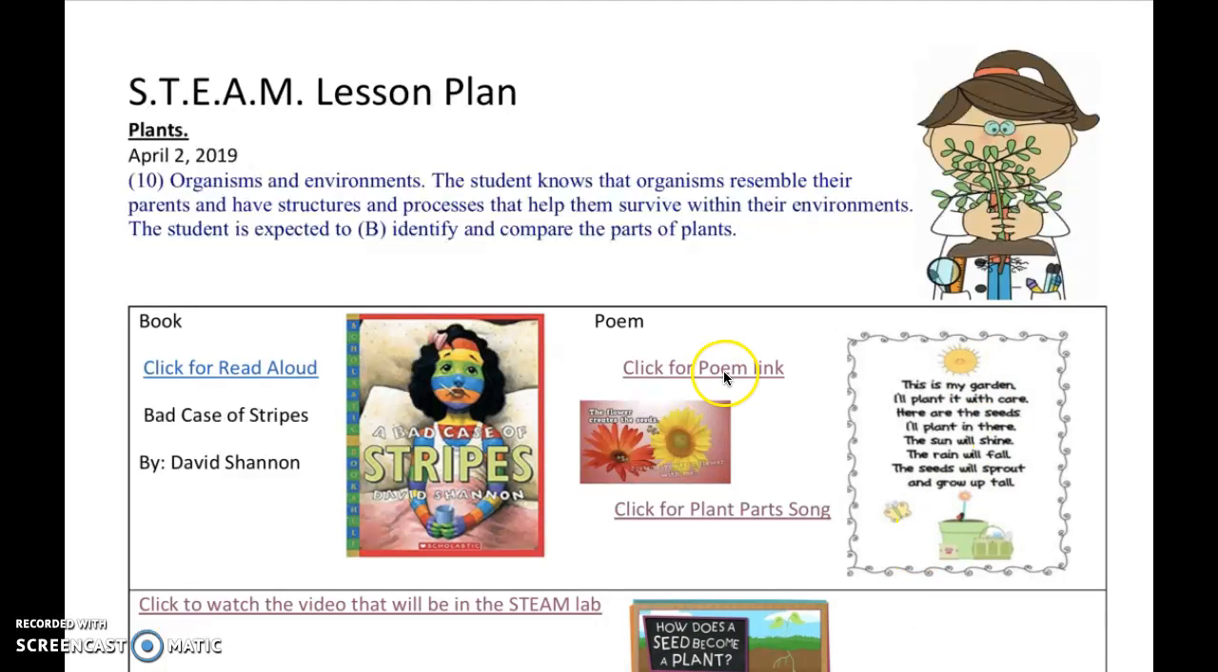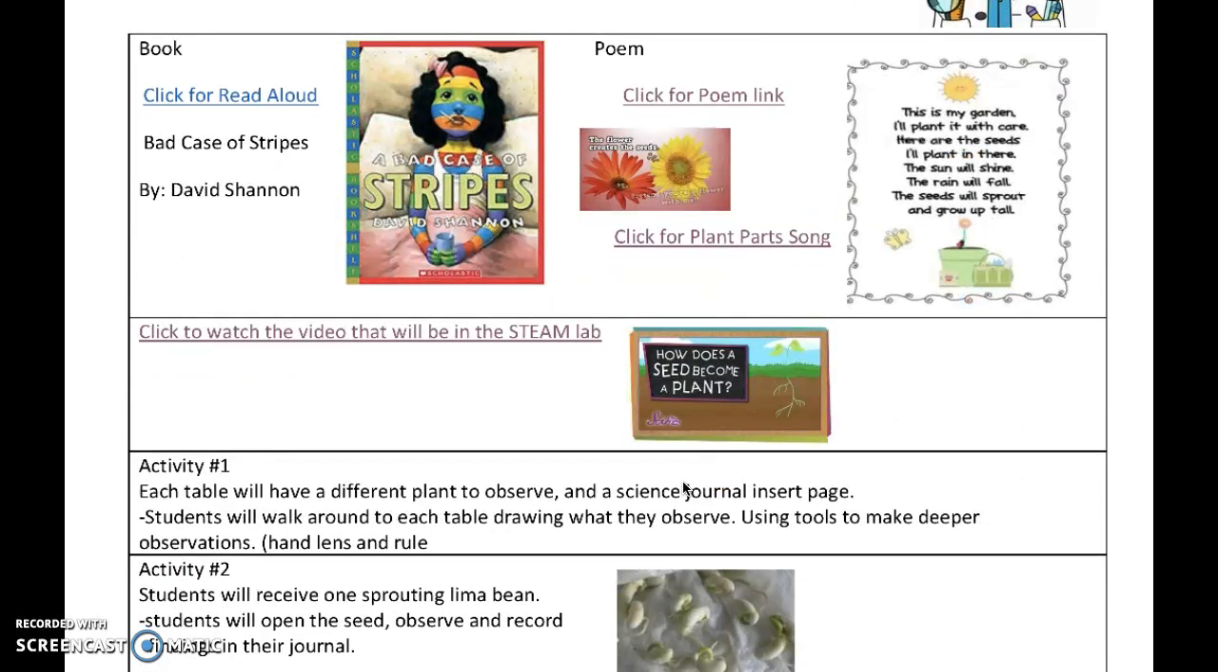Here's the link to the poem. Actually, it's a plant song, parts of a plant song, and it's helpful in learning about how a plant grows and about the parts of a flower. So I would make sure that I did teach the students this one and let them watch it a couple of times. When they get into the STEAM lab, it will be this video right here, how does a seed become a plant? Like I said, that will be in the STEAM lab.